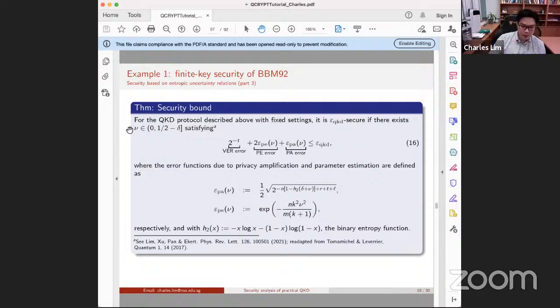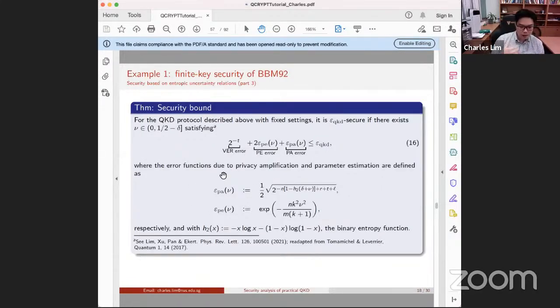So what we have here, you can say that the protocol is actually epsilon QKD secure, right? If there exists some free parameter that you can choose such that this constraint, equation 16, is satisfied, right? And you can identify that this is due to the verification error, and this is simply your collision error due to using a universal hash function, right? And the other two terms, one is due to parameter estimation, and this one is due to privacy amplification, right? And these are the error functions related to these two algorithms as defined.